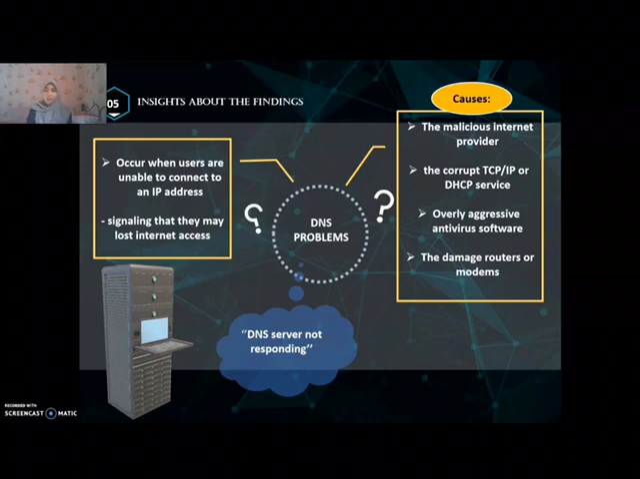Alright, so among the causes of DNS being unable to connect to an IP address are, the first one is the malicious internet provider, and then the corrupt TCP/IP or DHCP service. The third is overly aggressive antivirus software, and the last one is the damaged routers or modems.